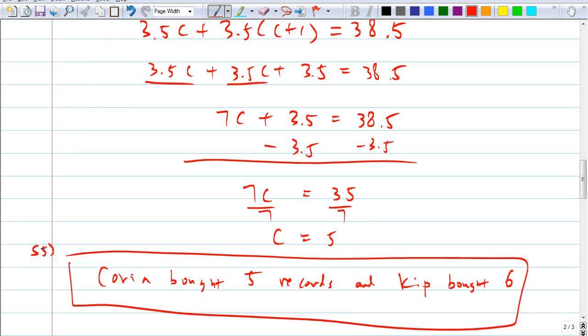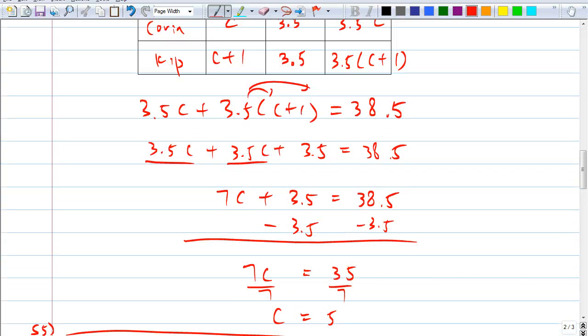How many people got 5 as the answer for this? And you subtract, very good, 3.5 from both sides. Don't you get 35 on the right side? Divide both sides by 7. So am I done? Or do I need to write this as a sentence? Yes. Okay, how do I write the answer as a sentence?